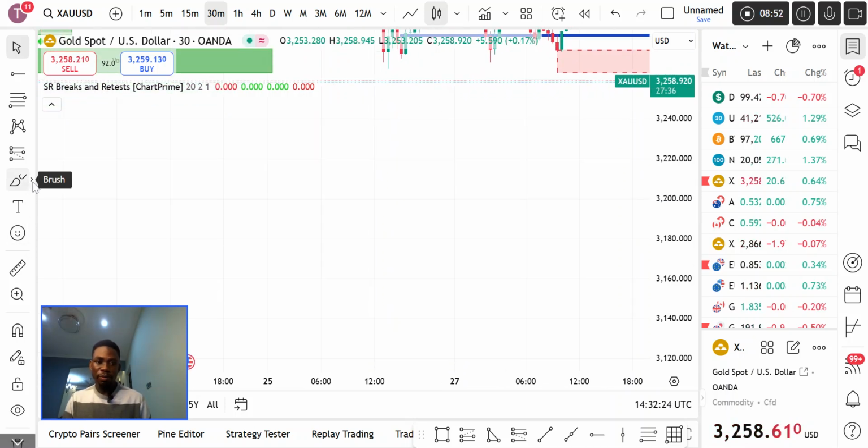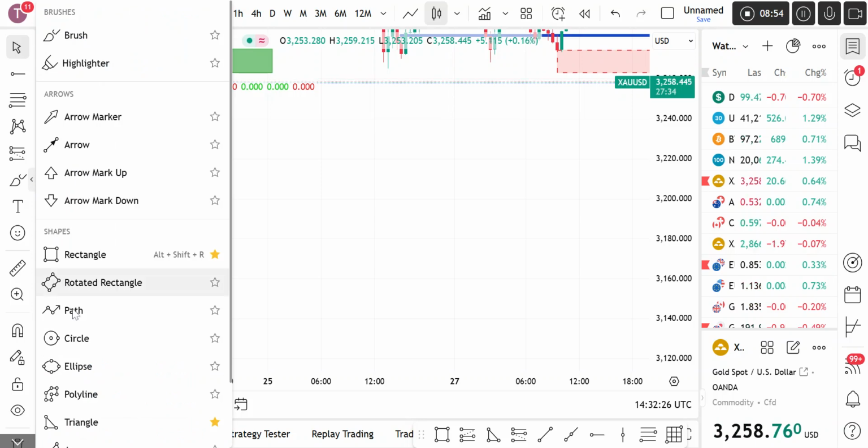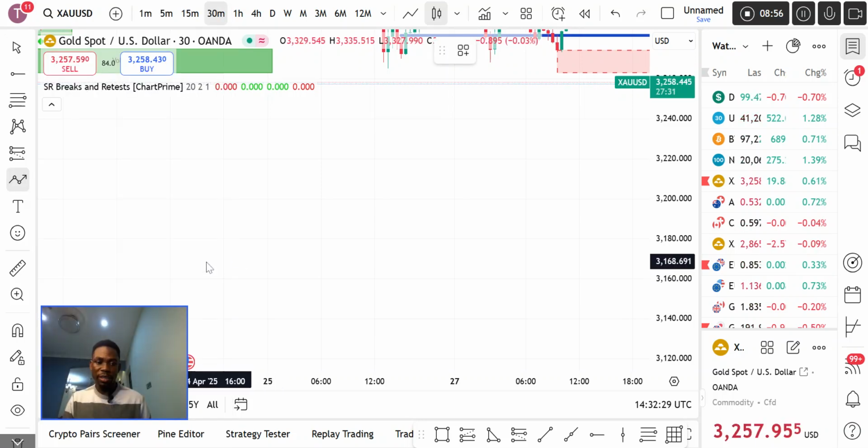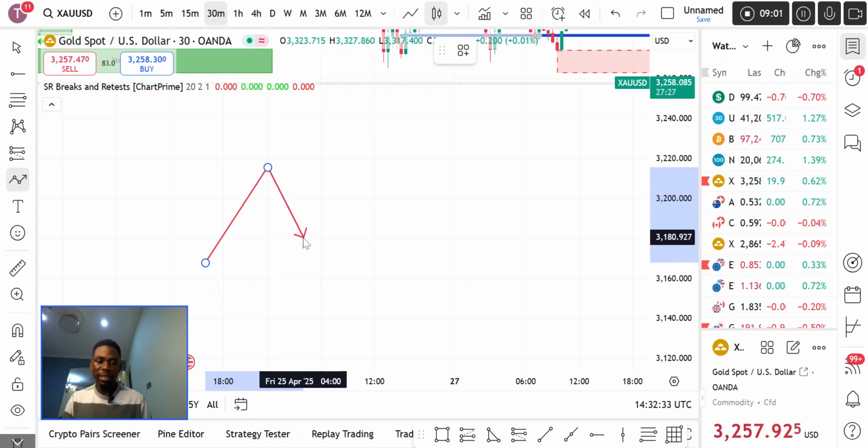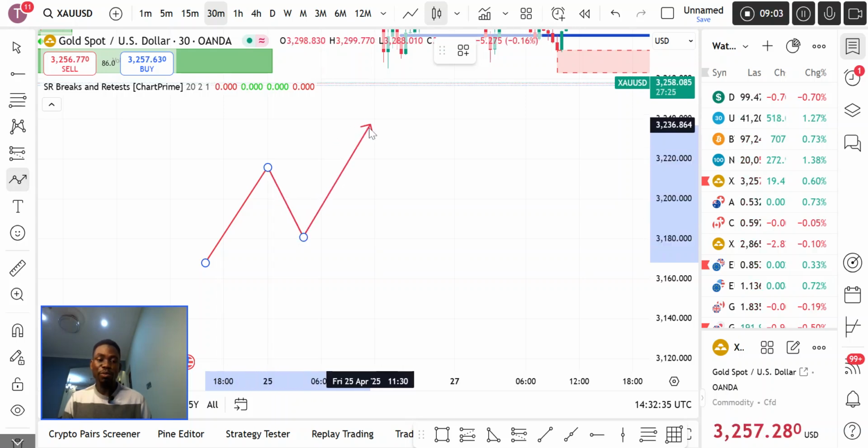Let me show you a simple way that I normally look at the market. Okay. So this is how it is. So it is like a path. So it will move like this. So let's say when it's an uptrend, this is how it's going to move.